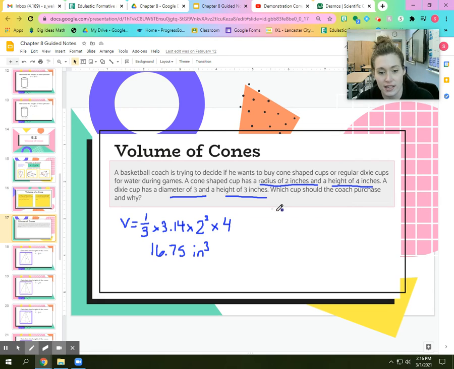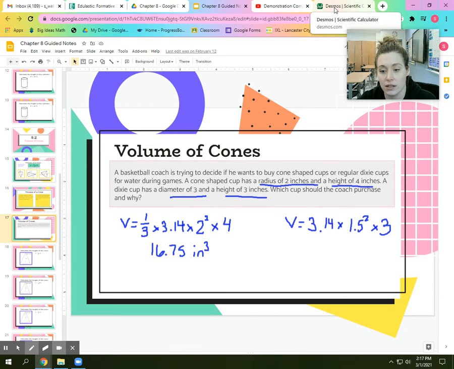Now we have a cylindrical cup, right? Your traditional Dixie cup. So if it's a cylinder, it's the same formula without the 1/3, right? A cone is 1/3 the volume of a cylinder with the same dimensions. So just like we did in the last lesson, we just do pi, we don't need the 1/3 for a cylinder, times the radius. It says the diameter is 3, so be careful. If diameter is 3, radius is half of that. So the radius would be half of 3, which is 1.5. So pi times radius squared times the height, which is 3.